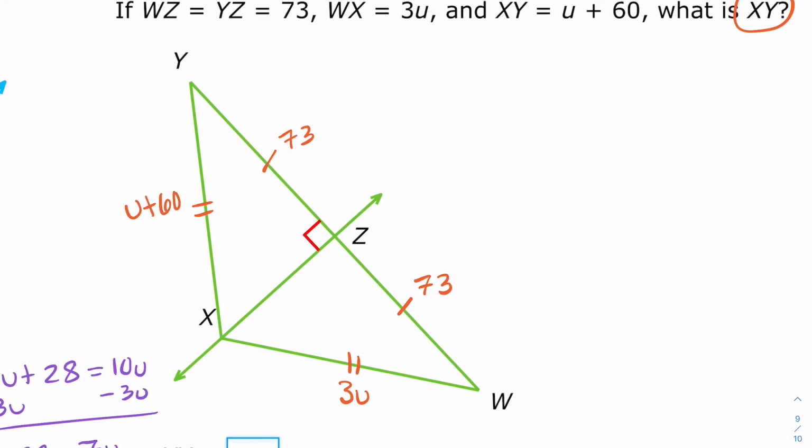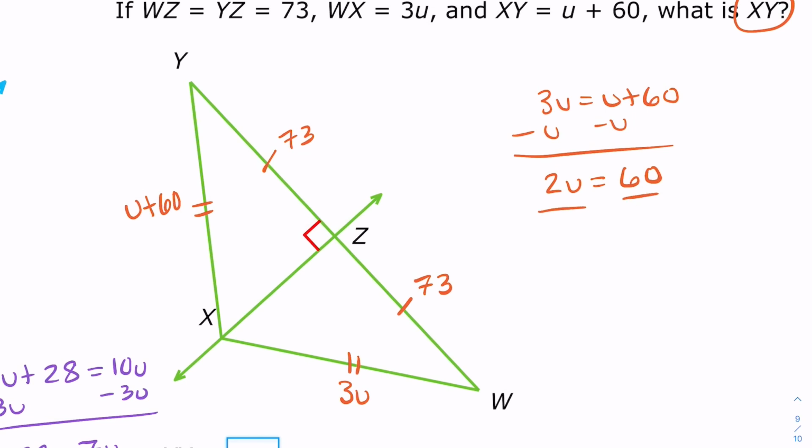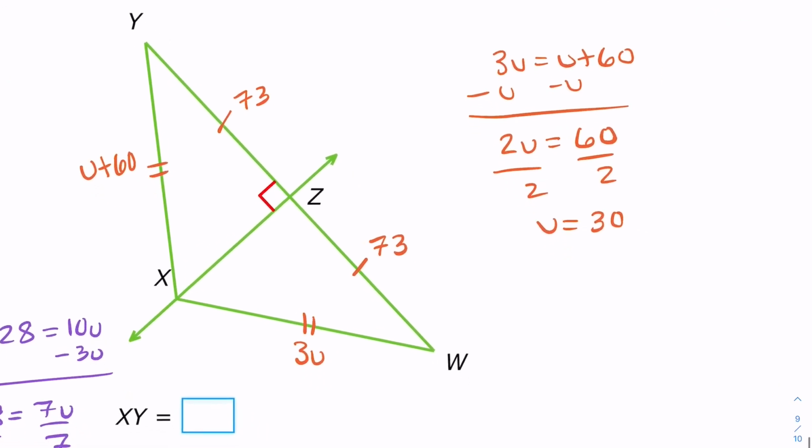So I'm going to do 3U equals U plus 60. Take U away from both sides. I get 2U equals 60, divided by 2. U equals 30. Okay. Now it wants me to find XY.